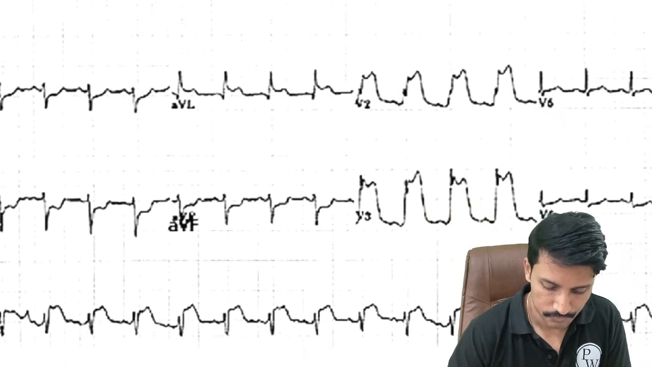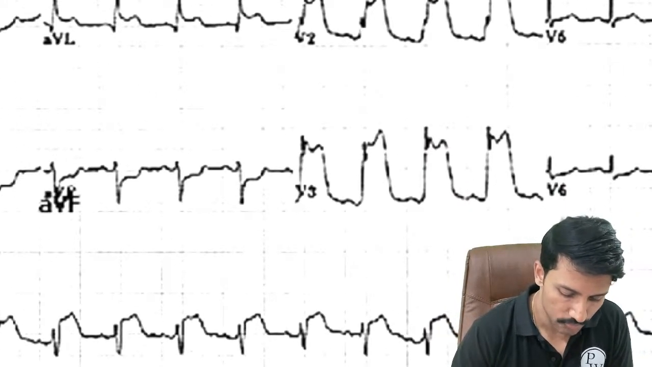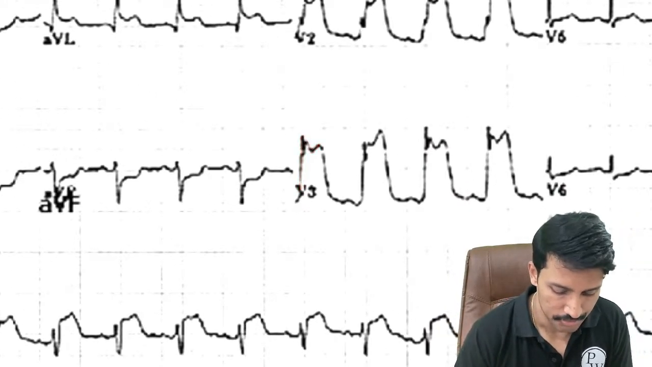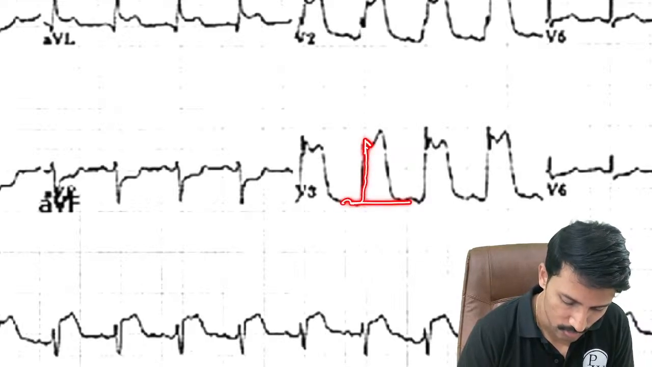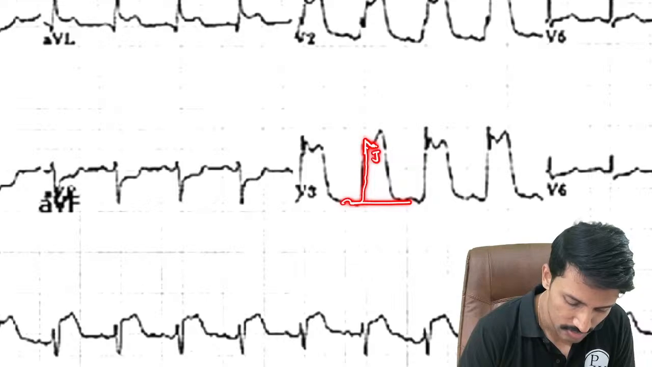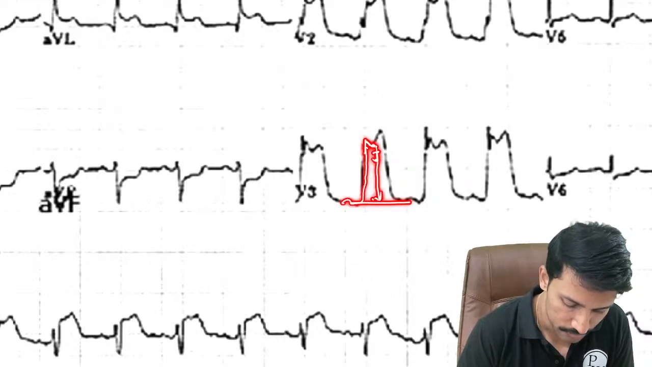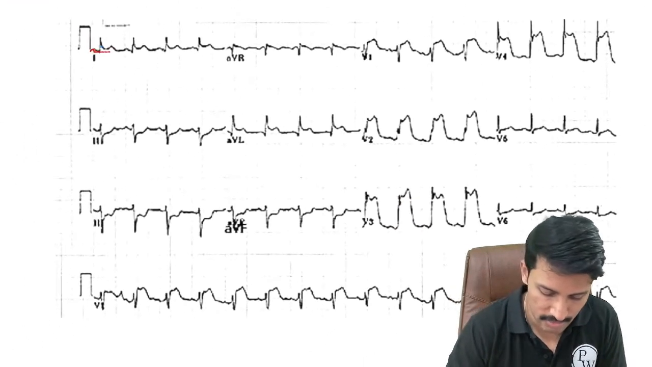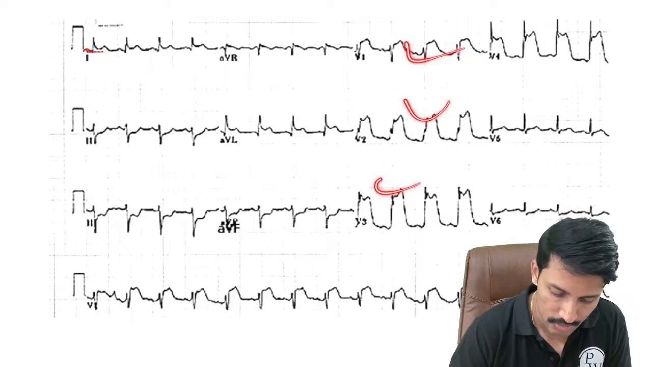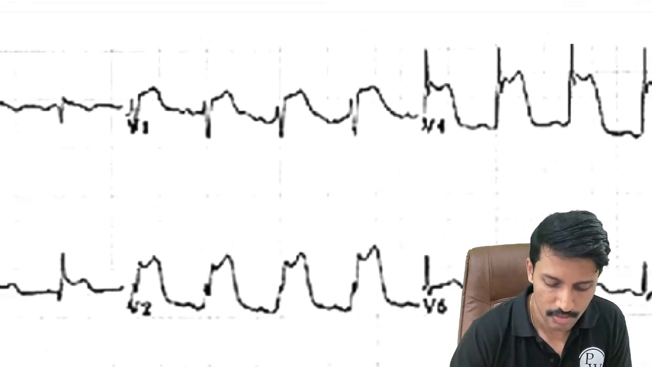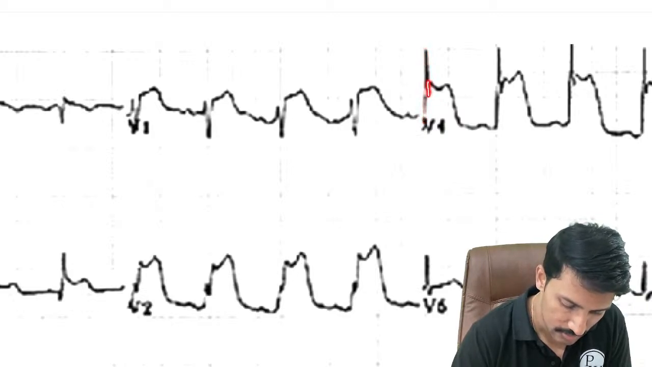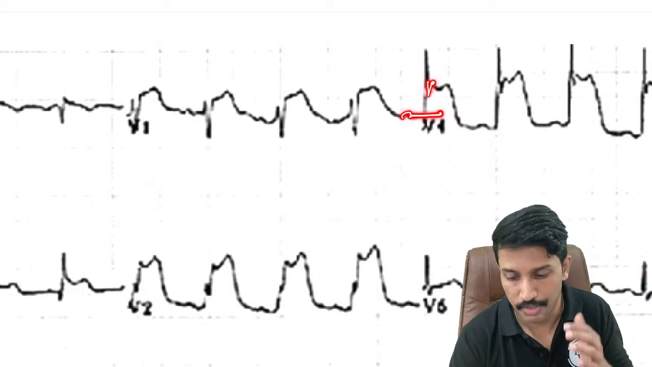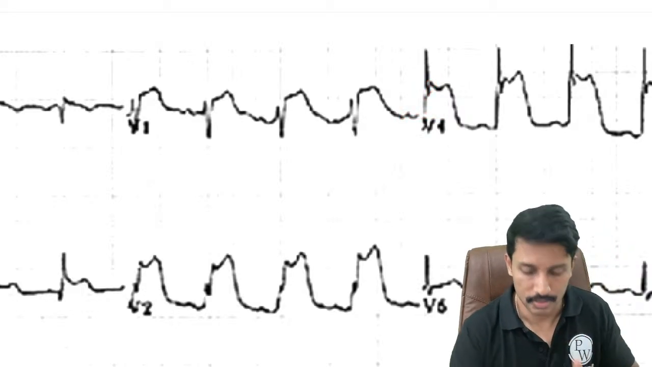What about V3? V3 also seems to have ST elevation because R goes up. This is my PR segment is here. R goes up, comes down, ends here. So J point, this is the J point. This J point is way above my ST segment. So I have ST elevation in V1, V2, V3. And then when I look at V4, there also I can see ST elevation. Like look at this, R goes up, comes down, forms an S, goes up and ends here. So that is my J point. This is my PR segment. So there is ST elevation. ST elevation. Okay.